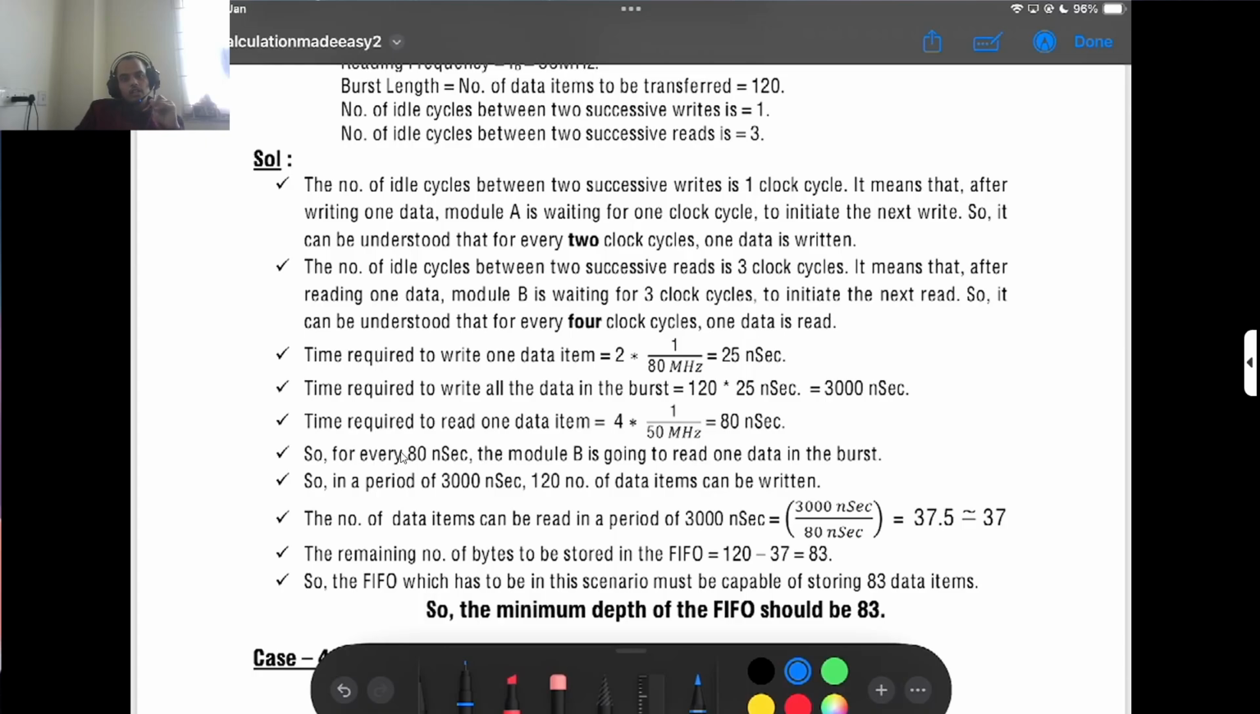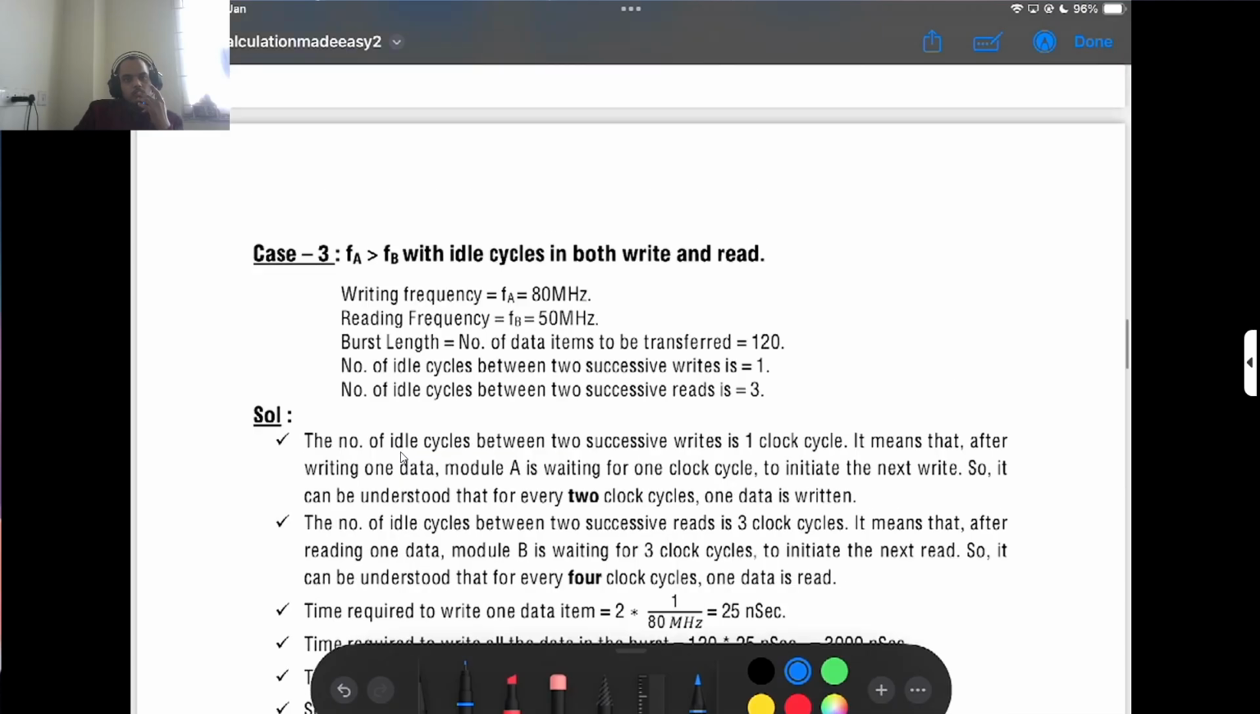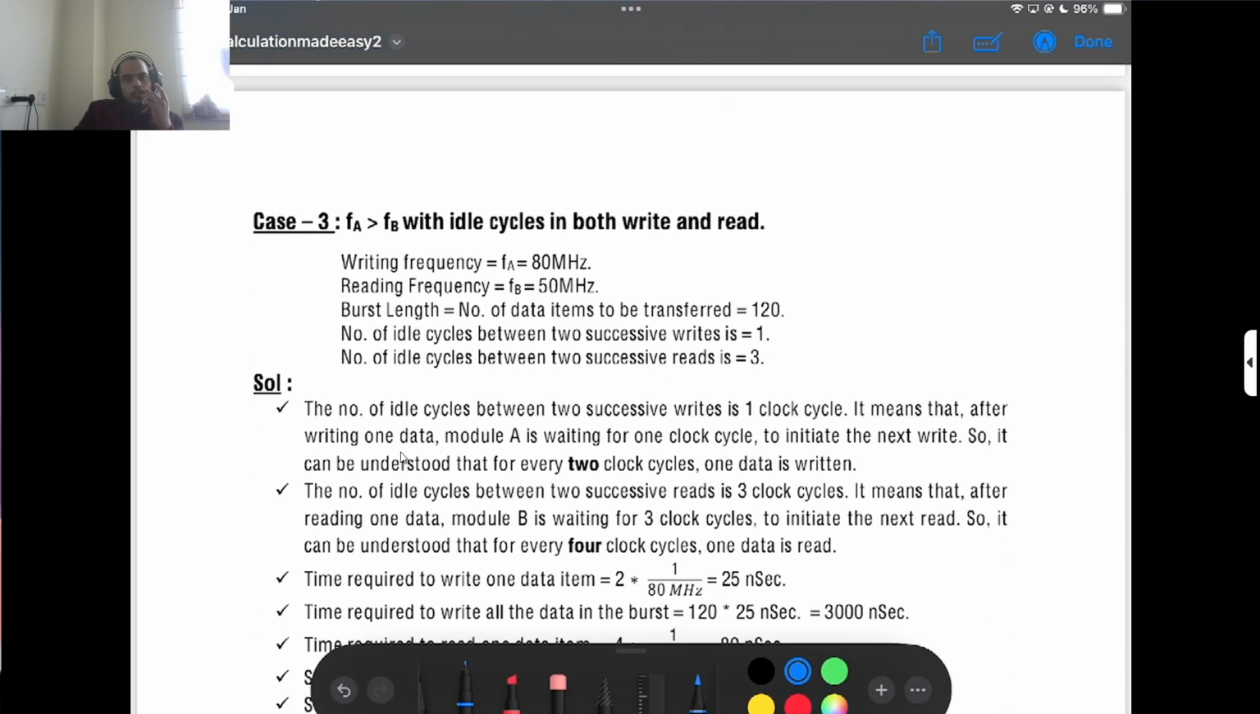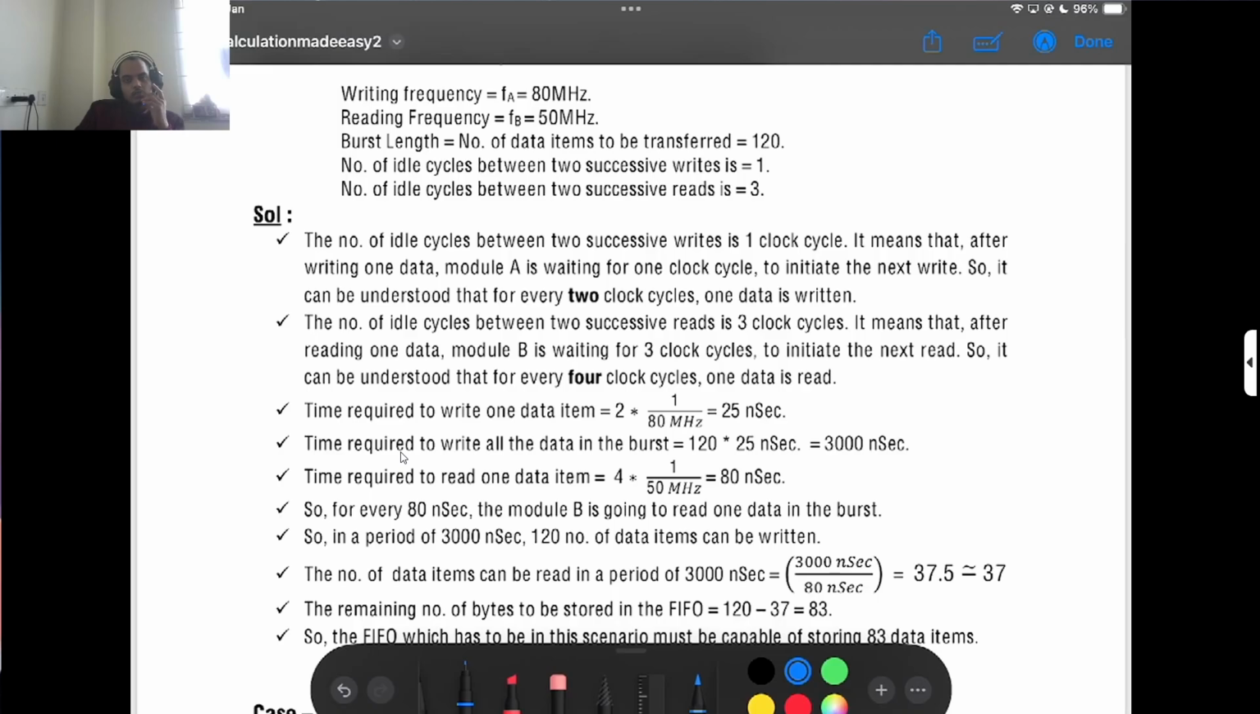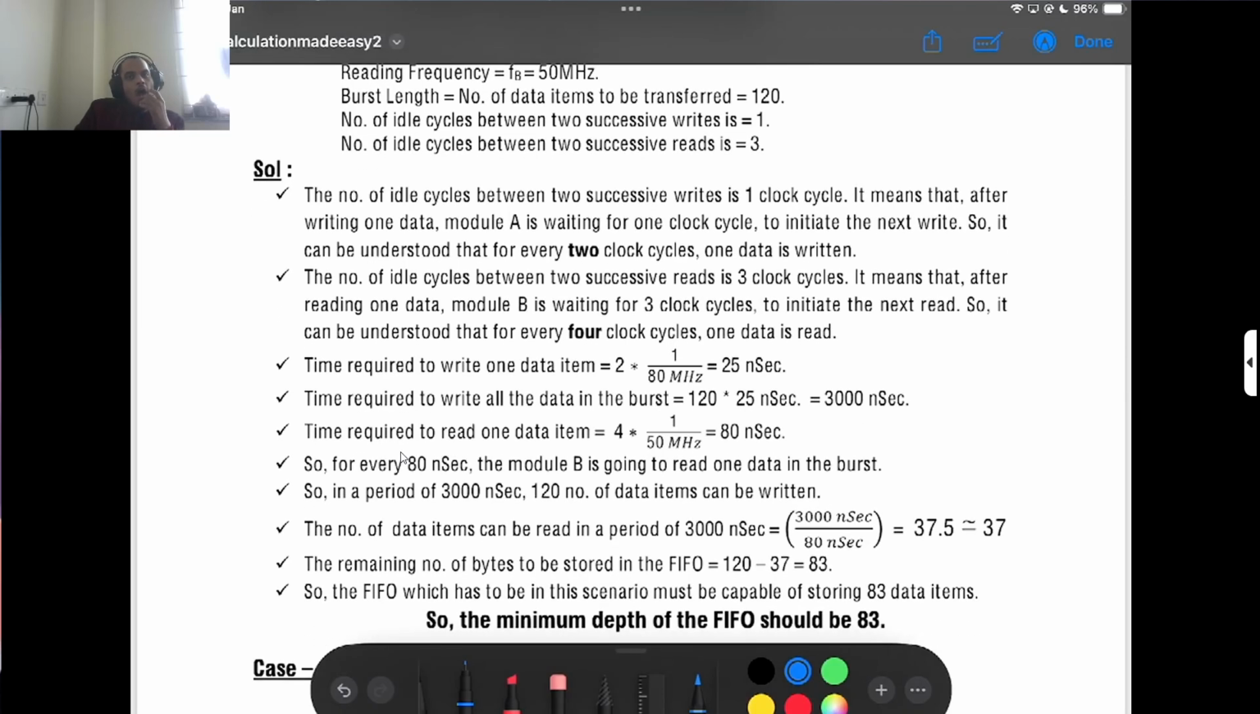Time required for one data item. The problem is FA greater than FB with idle cycles in both write and read, with burst length, the number of data items to be transferred, 120, the number of idle cycles between two successive writes is 1, and the number of idle cycles between two successive reads is 3.